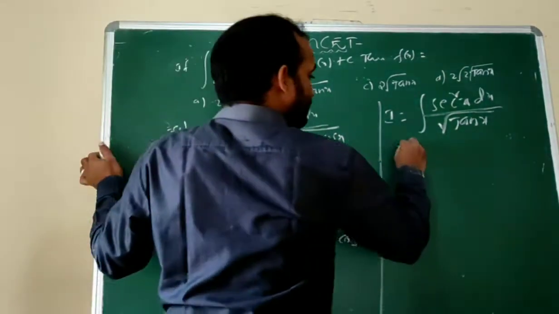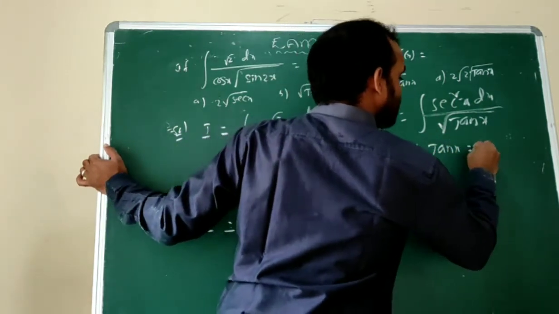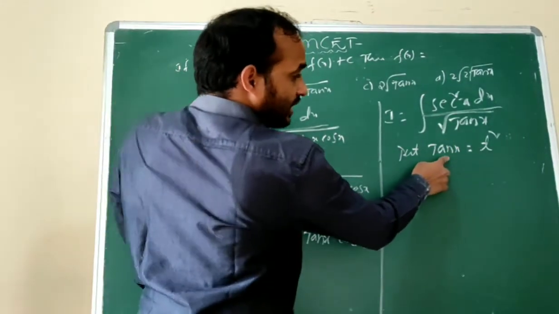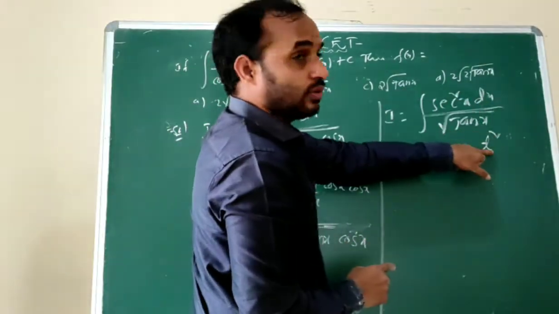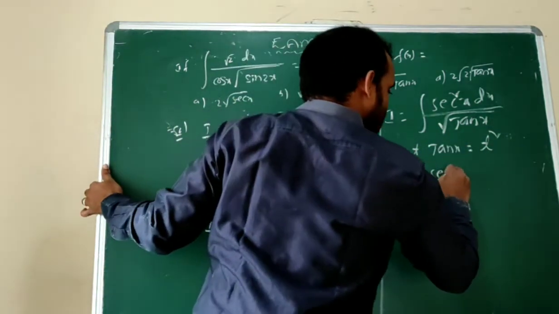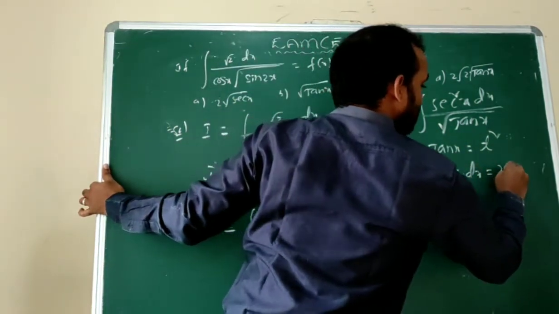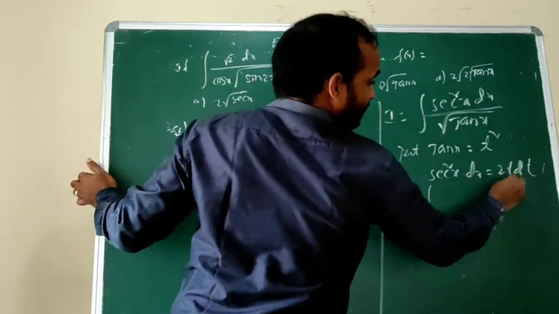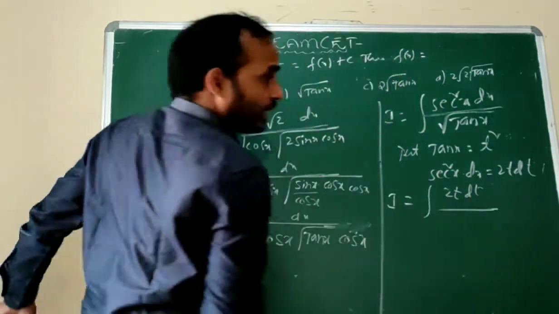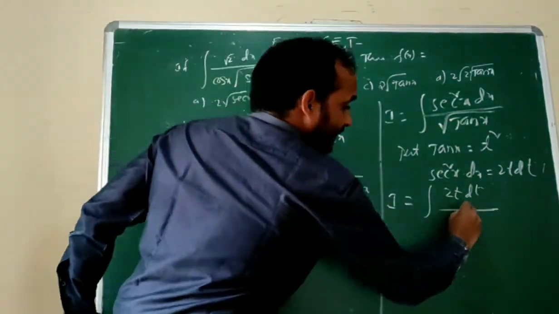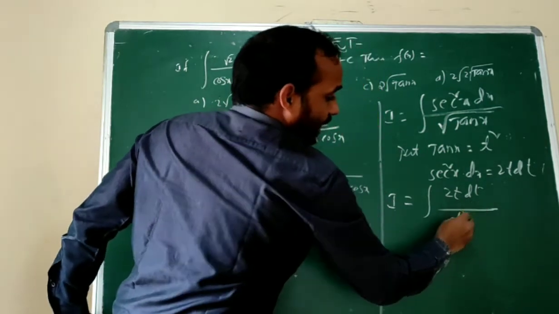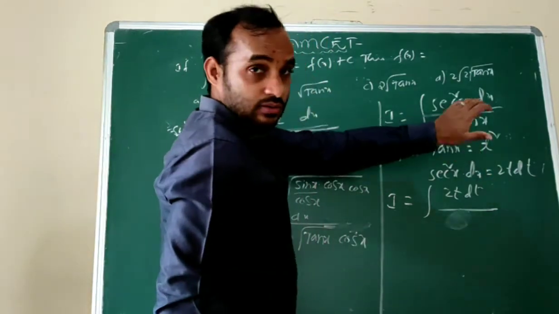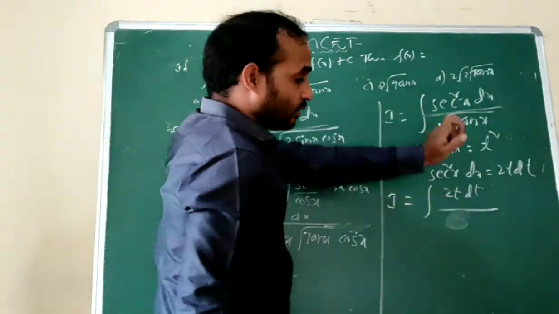Now put here tan x is equal to t square. Tan x is equal to t square. Derivative means secant square x dx is equal to 2t dt. So capital I is equal to the integral of secant square x dx, which is 2t dt, divided by here t square root, cancel out, only under root. So directly write down from here, nothing. So don't waste time. Here is t square root cancel, only t.